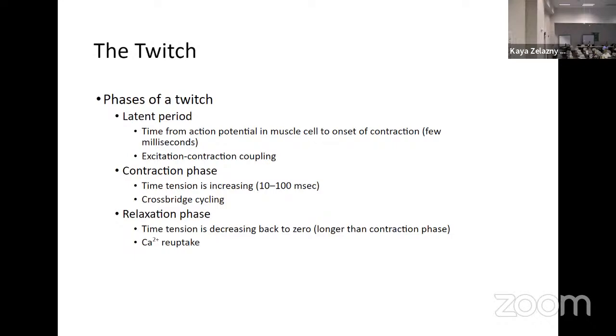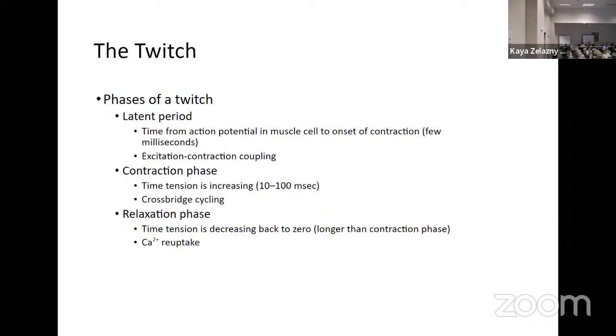Then there's a contraction phase. This is the time that tension is increasing. So tension, think kind of the pull that we're creating. So this is when the cross-bridge cycle is happening. Our sarcomeres are shortening, right? It's pulling on ends of the muscle. Okay. This happens about 10 to 100 milliseconds for a single twitch, basically.